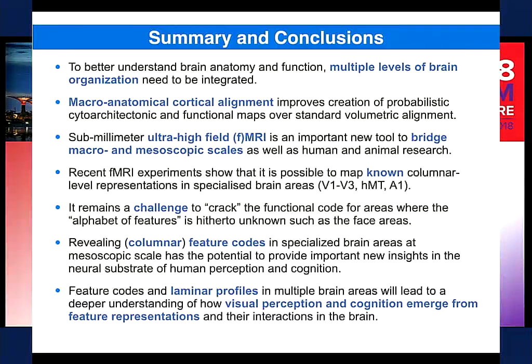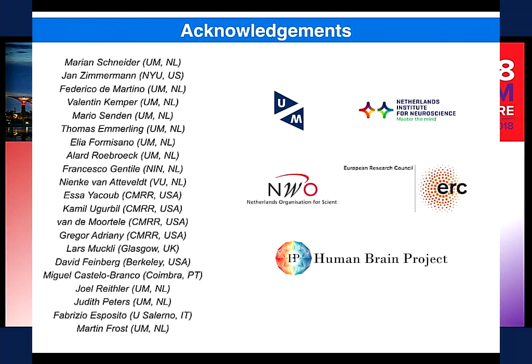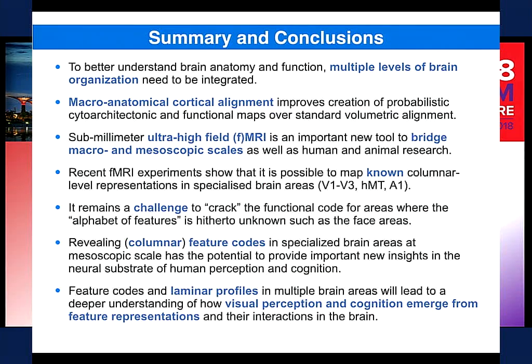With that, I want to finish up and just summarize my presentation. So you have seen in the first part that we need to relate different levels of the brain, and that this macroanatomical cortical alignment seems to be useful because it improves the correspondence between subjects, whether these are cytoarchitectonic areas or whether these are functionally probed areas. So it's an important tool to use for group studies when we parcellate the brain.